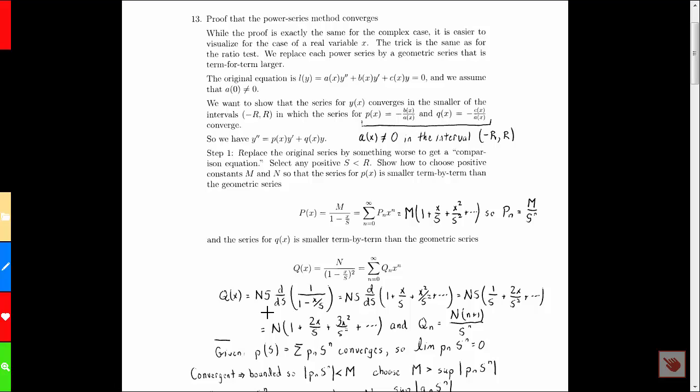There goes Big Ben in the background. So what have we got when we multiply through by S? We find that q sub n is capital N times little n plus 1, where little n is the power of x, divided by capital S to the n.